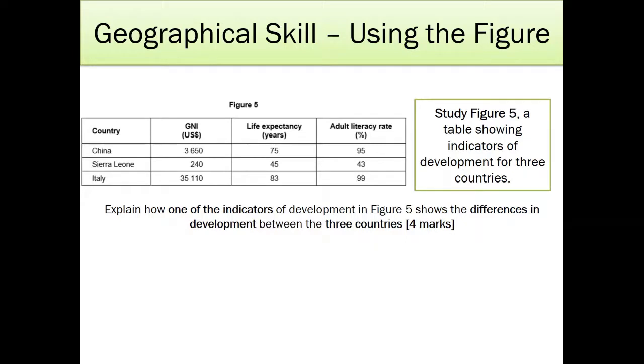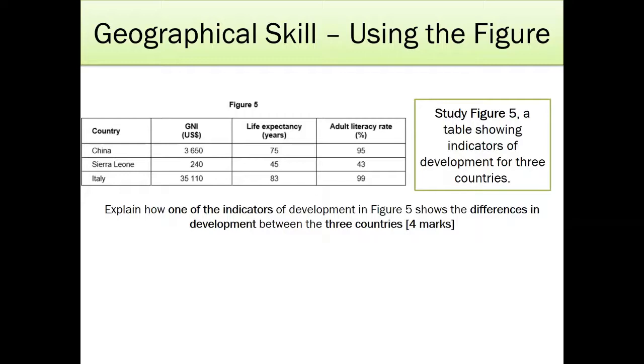Okay, moving on to learning objective 3 of this lesson. We're going to have a go at answering a GCSE geographical skilled question. So the first thing I want to ask you to do is study Figure 5. Figure 5 is a table showing you the development indicators for 3 different countries.